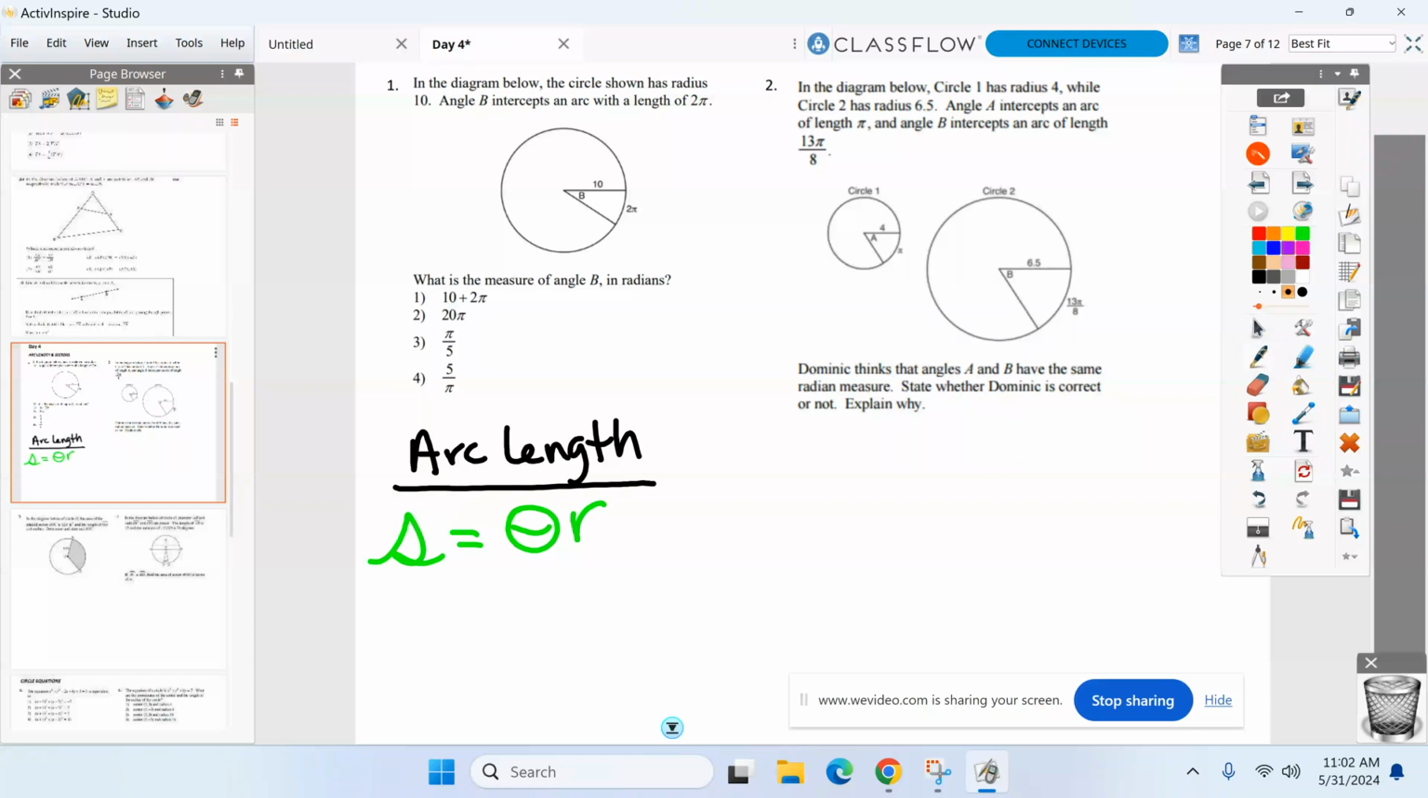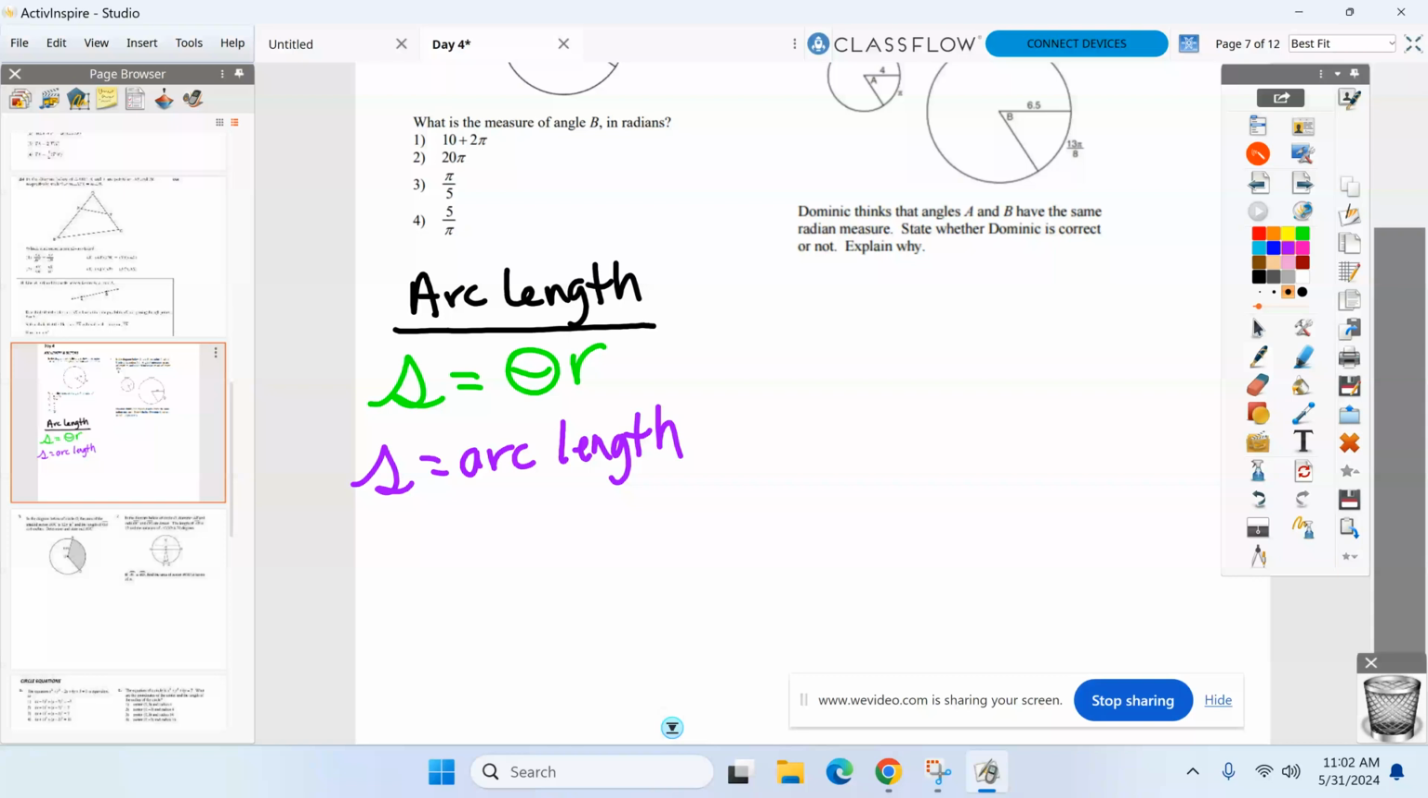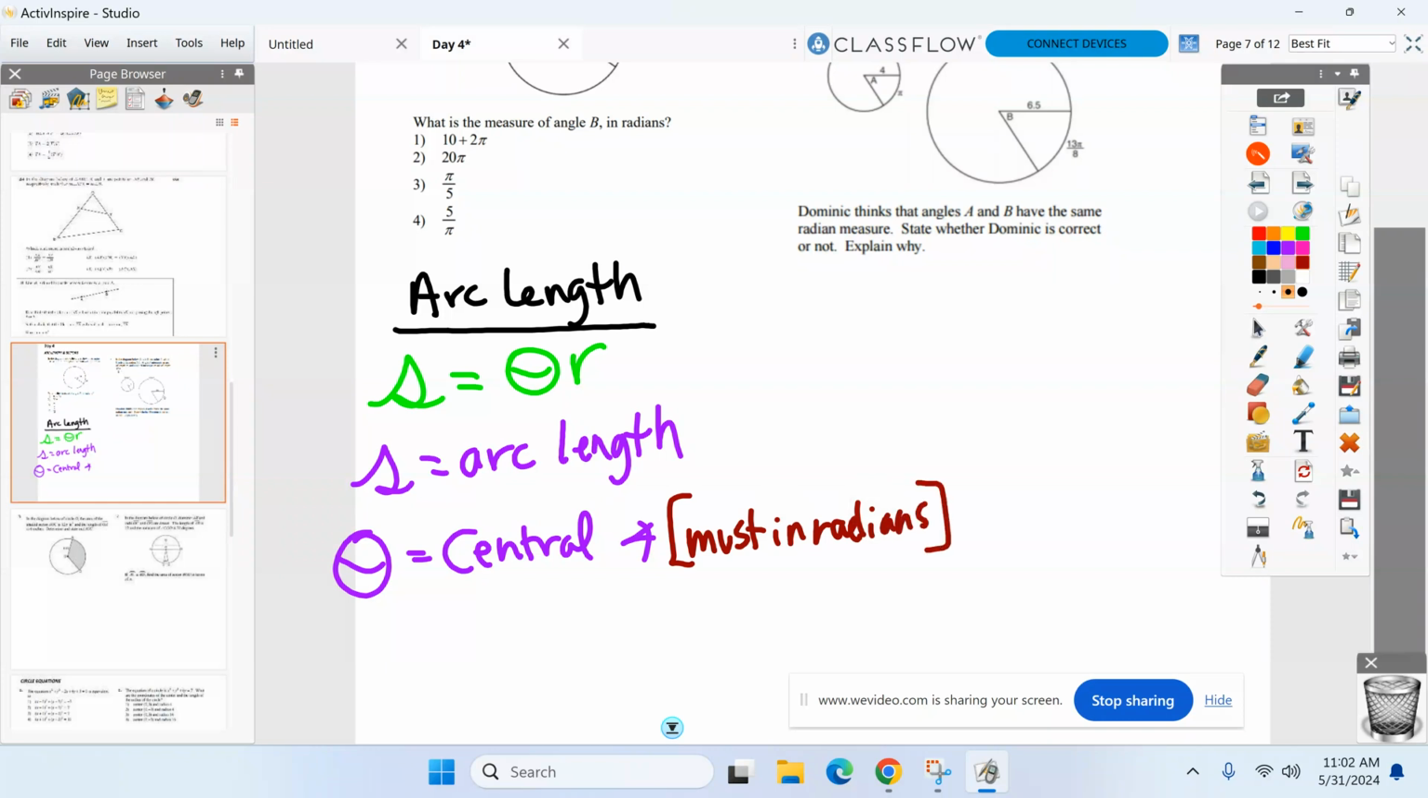All right, each variable, let's go. S is your arc length. That represents the arc length, S. Theta is your central angle. And this is probably the most important part about this formula: you can't just use it anytime you want. That central angle, that theta, must be in radian measure. They must be in radians to use that formula.